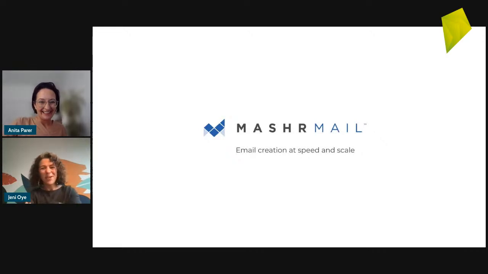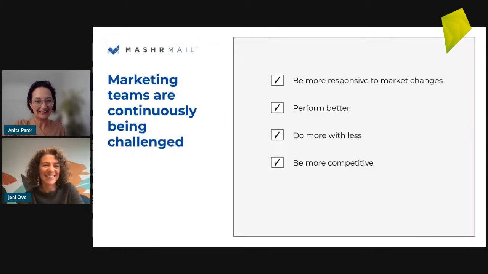Great. So Measure Mail is all about email creation at speed and scale. Next slide. And what we find is marketing teams are continuously being challenged by a number of things. They need to be more responsive to market changes, and COVID really brought that to life. They need to perform better. They need to do more with less. Marketing budgets are constrained, you need to automate more things with fewer people, and marketing teams generally just need to be more competitive. Their products and services need to be more competitive. So marketers are definitely challenged continuously.